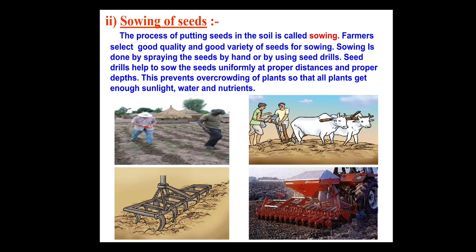Once the loosening is done, the next step is sowing of seeds. Farmers select good quality and good variety of seeds. Nowadays, seeds are supplied to them by the government. Previously, they used to do this seed sowing with the help of bullocks, as shown in the picture. Nowadays, there are seed drills, and the seed drills can be fitted to a tractor, and seeds can be sown uniformly so that there is some distance between seeds.